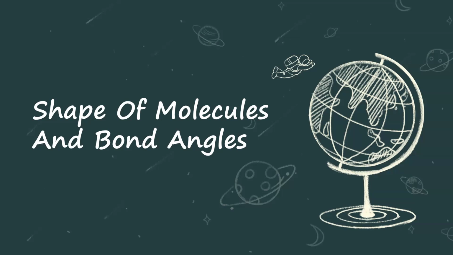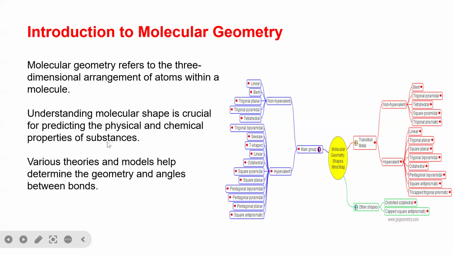So now I'm going to start with the introductory part. Molecular geometry refers to the three-dimensional arrangement of atoms within a molecule. As we know from the basic concepts of chemistry, atoms join to form molecules, and among molecules we have giant molecules and simple molecules. Molecular geometry is one area of chemistry that tries to determine the three-dimensional arrangement of atoms within a molecule, that is, how the atoms are arranged in the molecules.